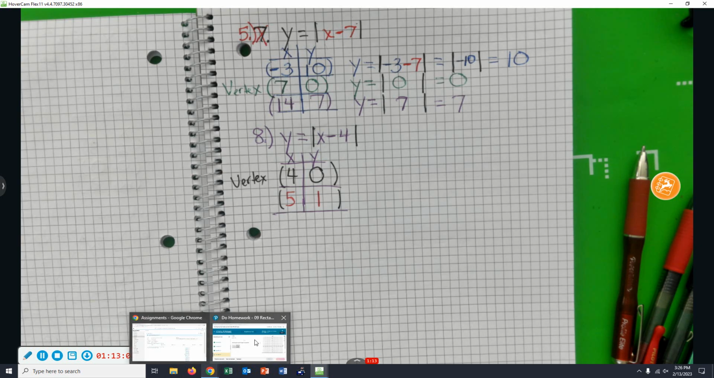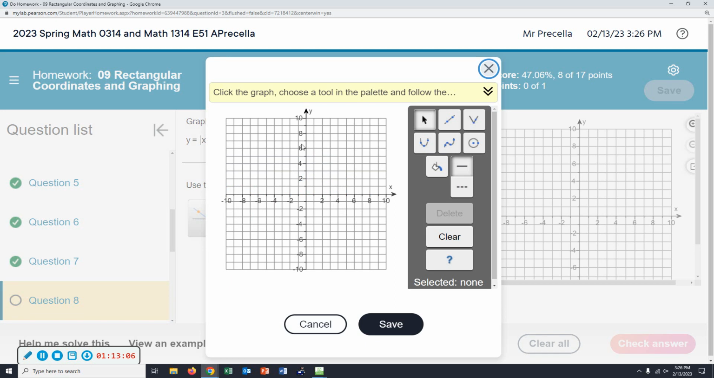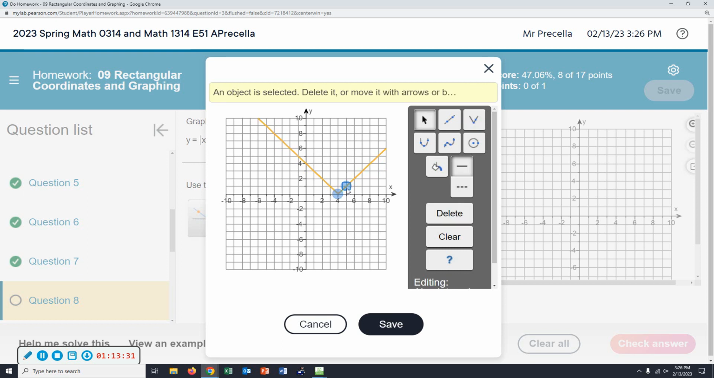Click to enlarge. And absolute value. Notice it says plot that vertex. Right 4, up 0. And now plot another point. Well, I found that point 5, 1. Am I at 5, 1 now? Yeah. And I will save it.